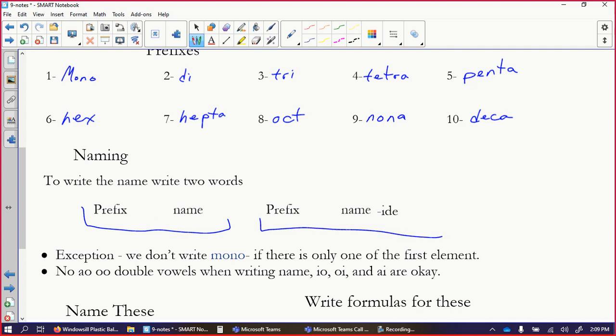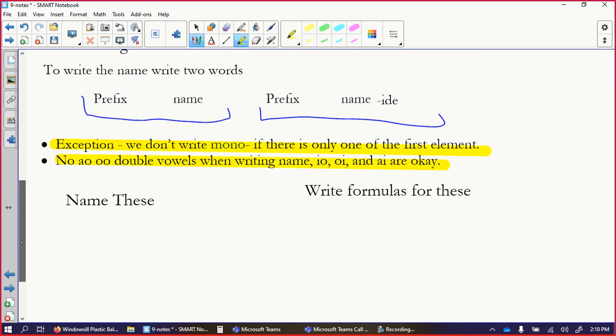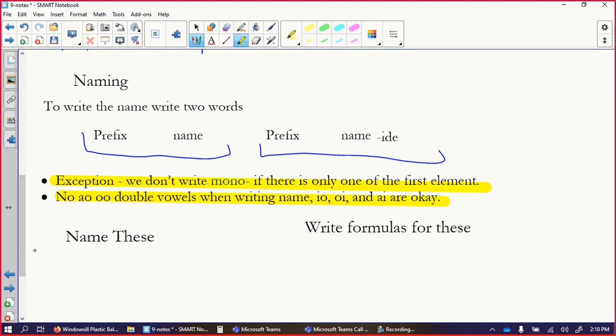Then the second word is the second element with a prefix, one of those 10, the name, and then we tack "ide" on the end. So these are all going to end in "ide." There's two exceptions, and these are important if we were doing these in class. If you don't use these, I would take marks off.